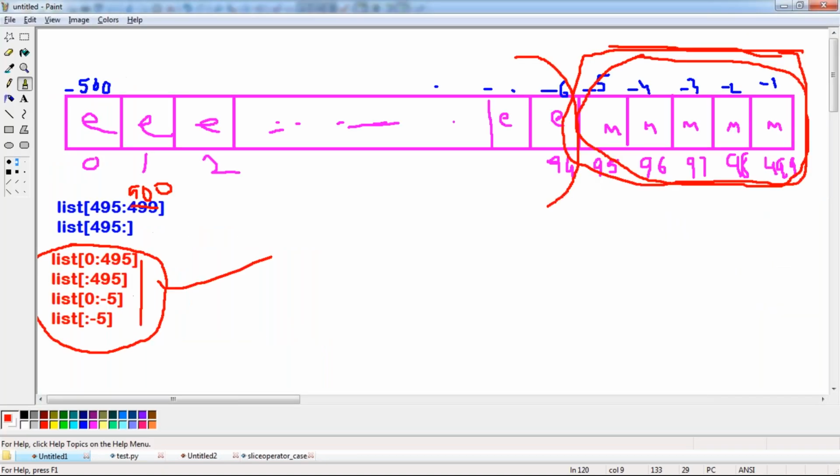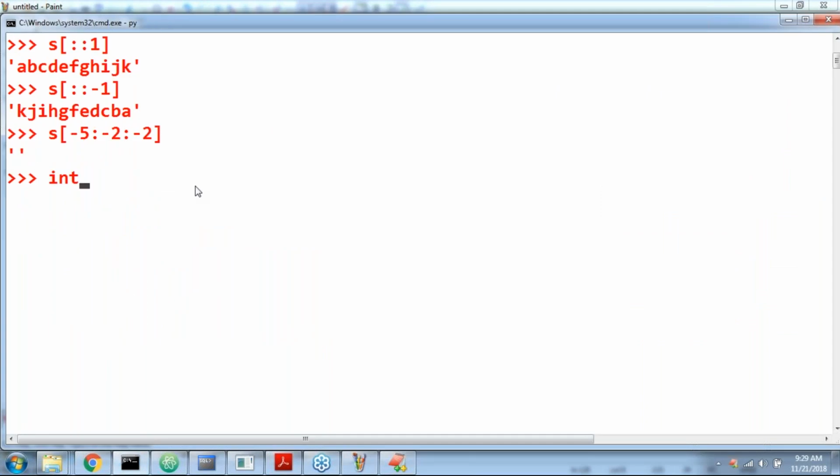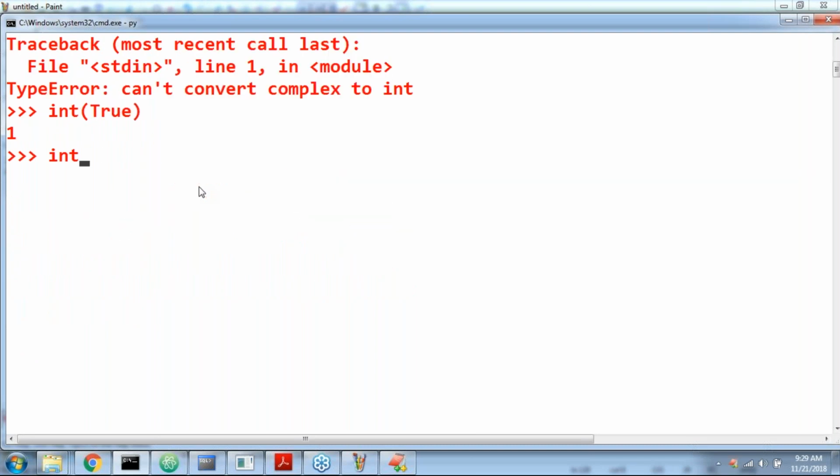Sir, now have a look at this one. Here, int of 123.456: 123 is the answer. Int of 10 plus 20j, immediately error. Can't convert complex to int. Int of true I'm taking. What is the answer, sir? Int of true is 1. Int of false I'm taking, 0. Perfect. Int of "123", here 123 is perfectly valid.